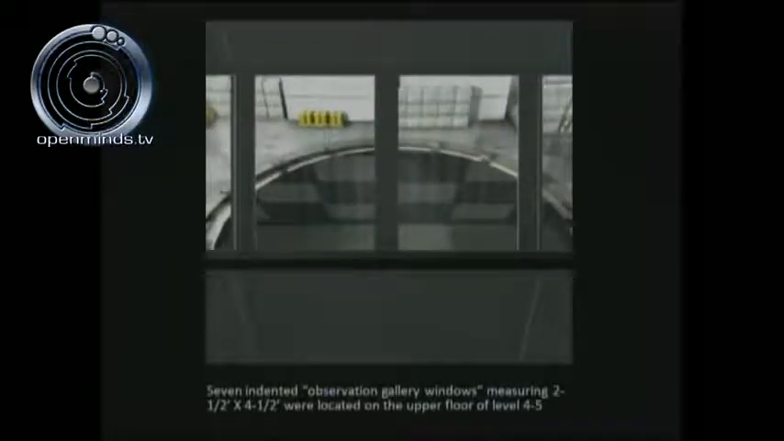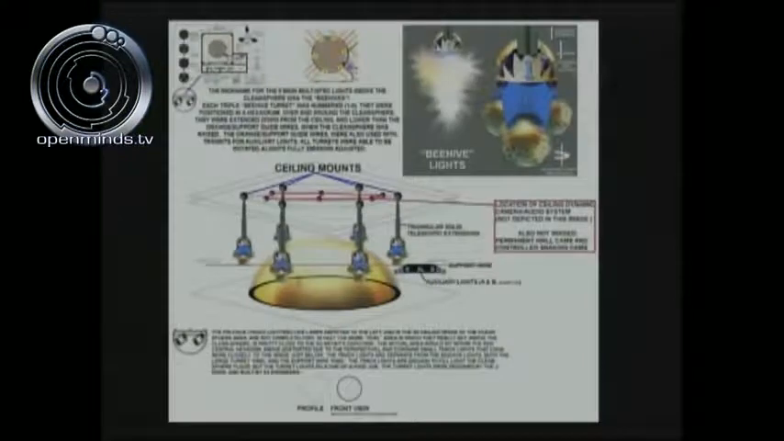There were 7 indented windows, or Majestic 12 observation gallery windows. They measured 2.5 feet wide, 4.5 feet tall. So there were 7 of those so that you could look down inside the clean sphere as you're taking tissue samples from the J-rod. That's what we see here.